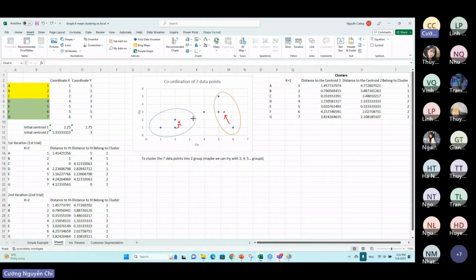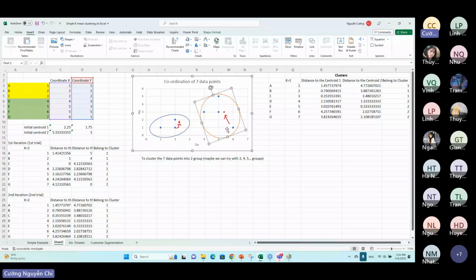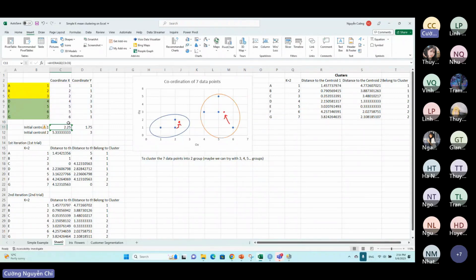Okay. Now, it has been changed one more time. Now my cluster becomes 1, 2, 3 again. And cluster number 2 becomes 3, 2, 4, 5, D, E, F, and G. So this will be the new cluster. And of course, they change for the initial centroid too. So one more time, it becomes the average of these 3 data points. The same with this one, it will become the average of these 4 data points.